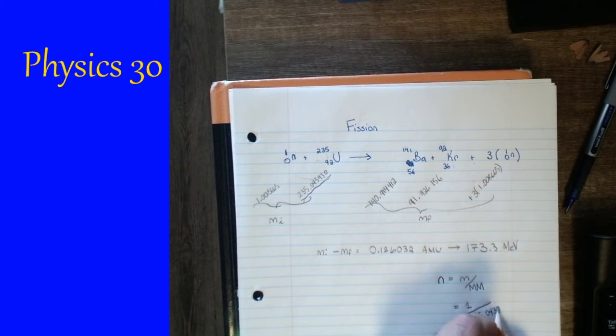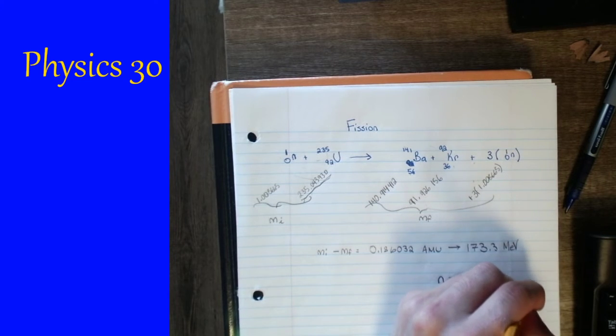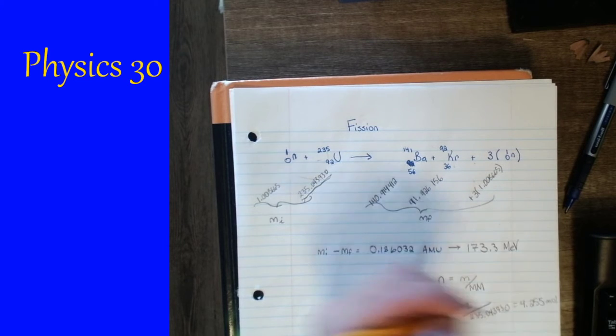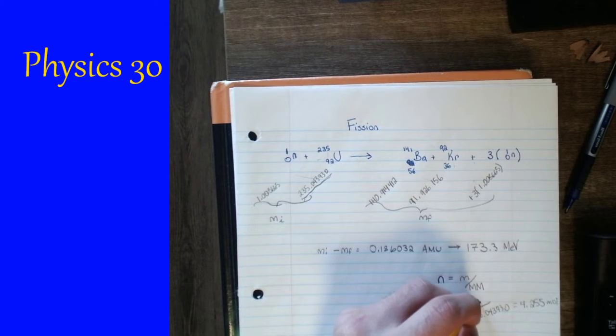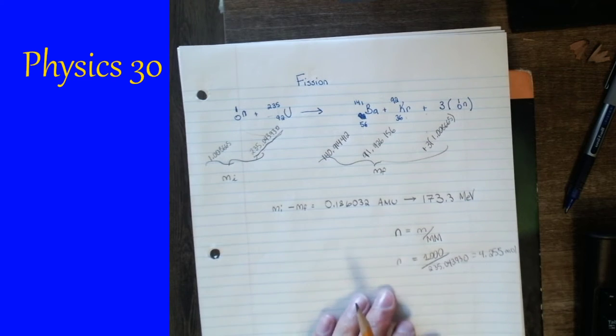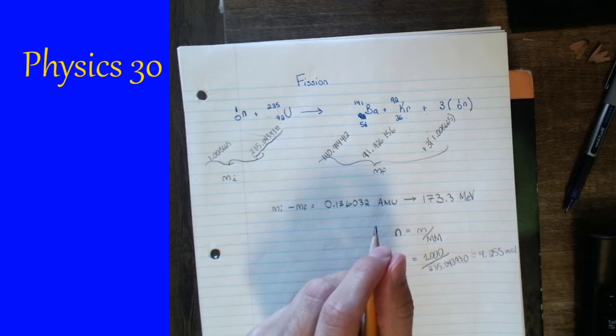235.043930, and I'm pretty sure that when we do that, we get roughly the number of moles equal to 4.255 moles. For chemistry, you do it in grams. So it's 1,000 grams for 1 kilogram, so you get 4.255 moles.